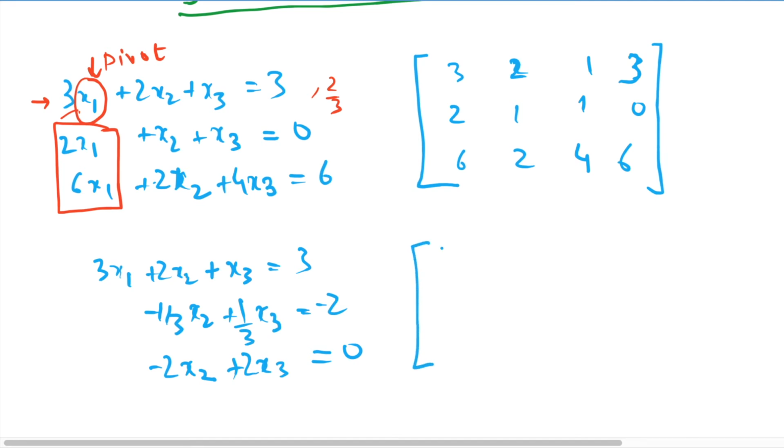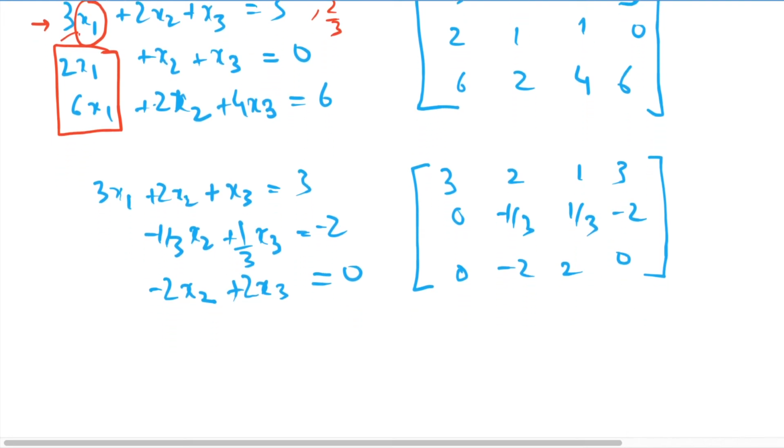and the corresponding augmented matrix would be 3, 2, 1, 3, 0, minus 1 by 3, and then this will be 1 by 3 and minus 2, and this will be 0, minus 2, 2, 0.